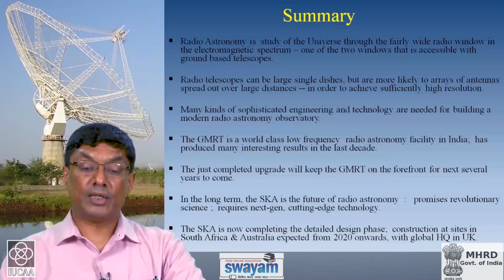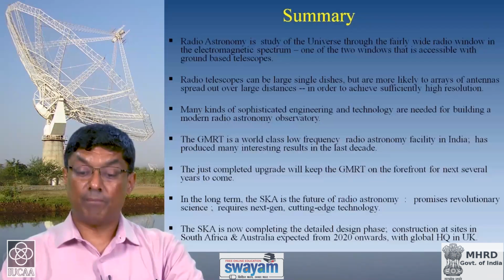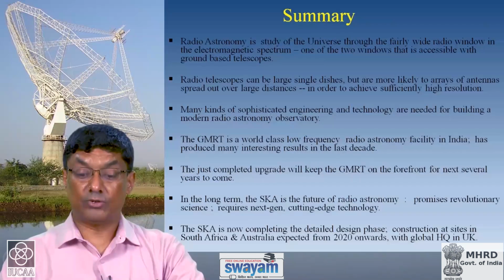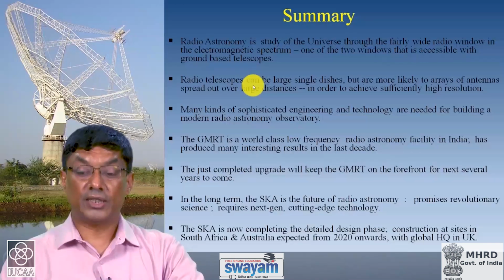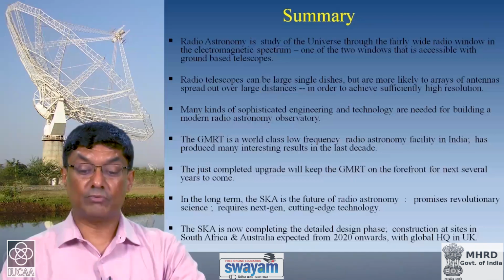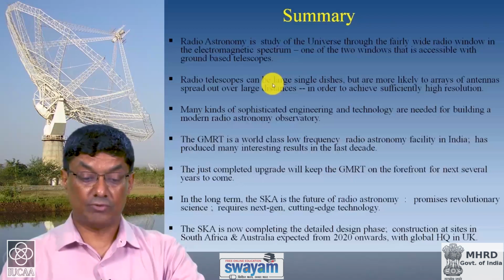And therefore, radio telescopes can be large dishes, but as we saw that there are limitations even to the largest radio antennas that you can build, and radio astronomy has moved to the concept of having arrays of antennas spread out over large distances in order to achieve the sufficiently high resolution that you aim for. And as we saw, this can go not just to baselines or antenna distances which are of the order of what could fit in a country, but what could fit in a continent, and even between Earth and space-based antennas to get some of the highest resolutions.